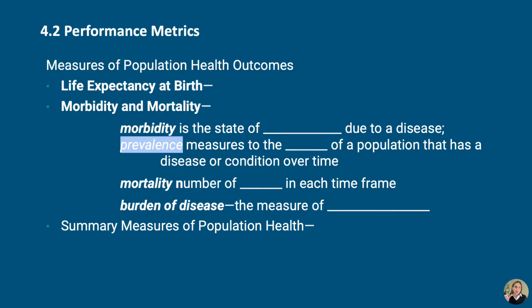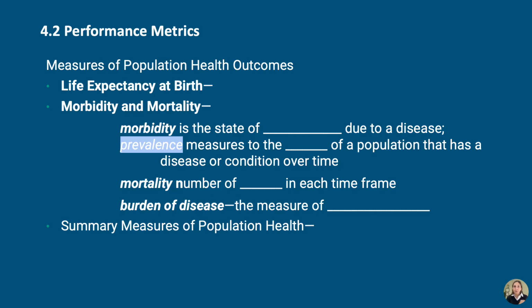So when we think about outcomes, we're looking at life expectancy at birth, so overall mortality level or average age of death. In morbidity and mortality, this is measuring the progression and severity of a given health event. When we talk about morbidity, this is the state of being symptomatic due to disease prevalence. So it's the overall amount of disease. And this is measured in proportion to a population that has a disease or condition over time. Incidence is the number of new cases of that disease within a year. And then mortality is really looking at the number of deaths in a time frame.